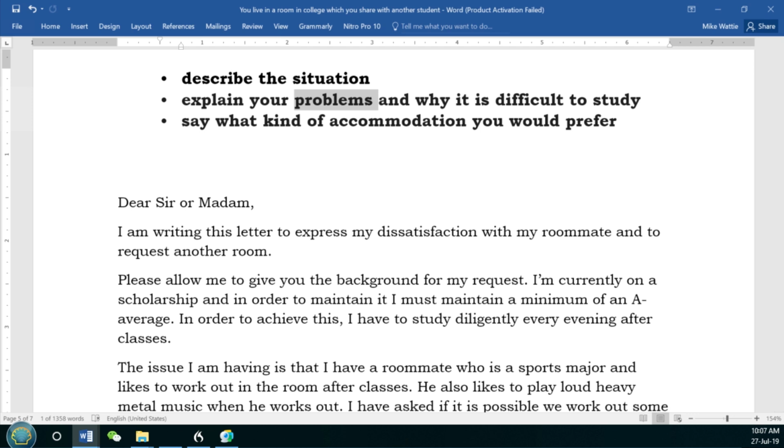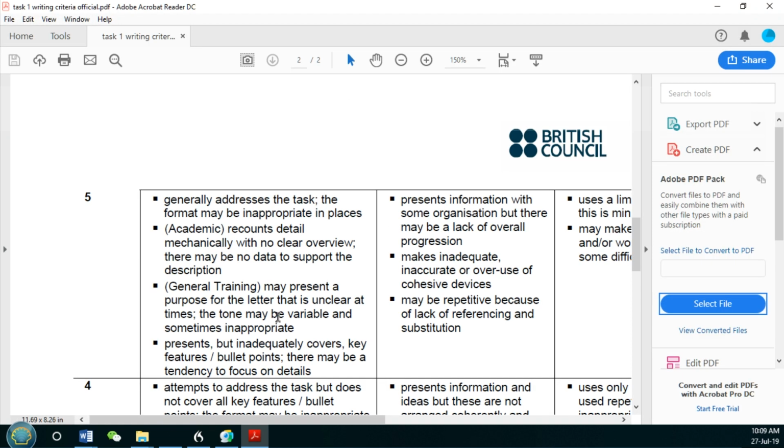Since it says problems, I must include more than one problem. If I only have one problem, I will not be fully responding to the bullet point. I'll be limiting my task achievement to 5. Let's see why. So now we're looking at 5 for task achievement. This is the publicly available grading criteria. And it's this one here.